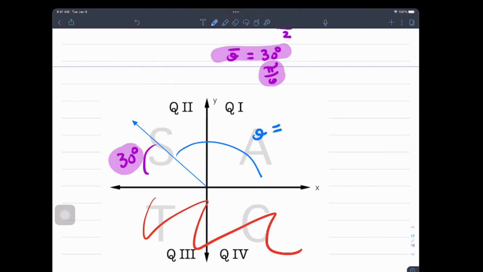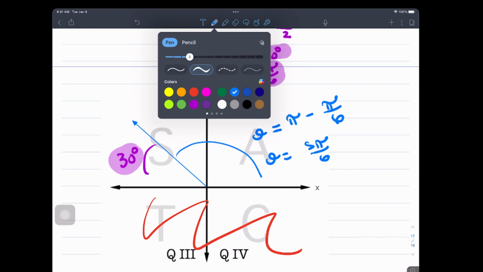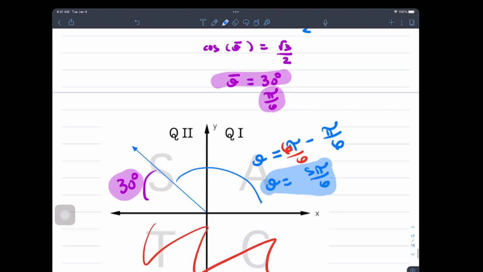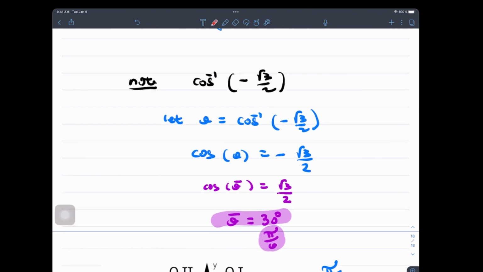Cosine's negative over here. So what's the angle? Isn't that going to be pi minus pi over 6, which is 30 degrees? Is that true? Isn't that going to give you 5 pi over 6? Why is this 5 pi over 6 for theta? How do you do the arithmetic? Isn't that 6 over 6? Theta is 5 pi over 6. So here it is. And there it is.